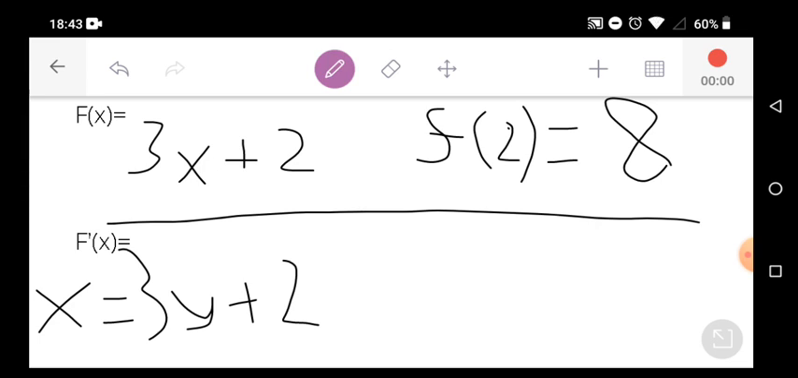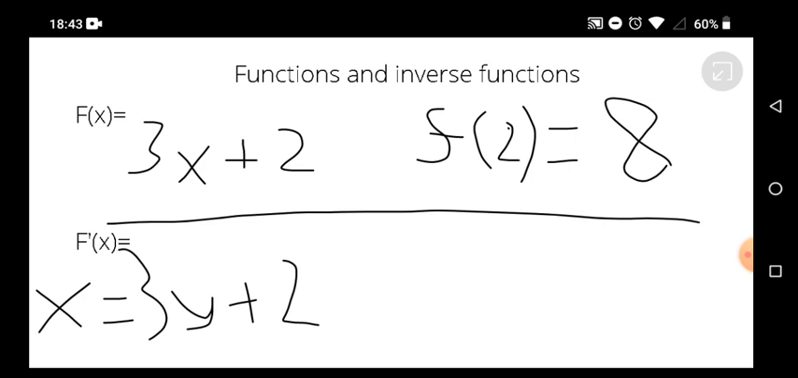Okay, and what we're going to want to do now is we're going to want to rearrange it to get it back to y equals. Now we swapped it around. Make y the subject, so basically find out what we can do to x to get us y, because y would be our inverse function in this case.